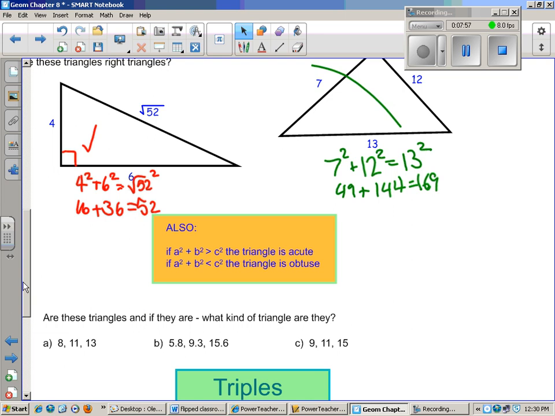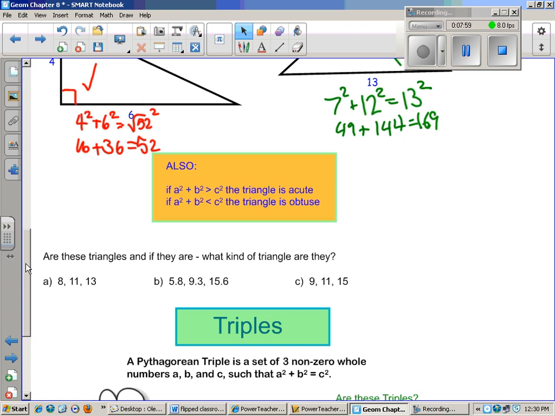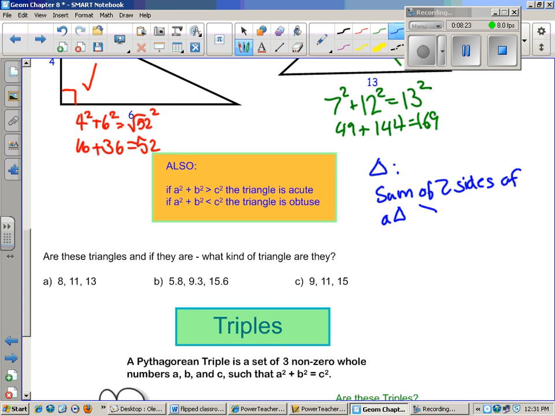All right? And the other characteristic of a triangle, and you'll have to write this down if you copied the notes off the website. To show that something's a triangle, the sum of two sides of a triangle has to be greater than the third side. It has to be greater than the third side.